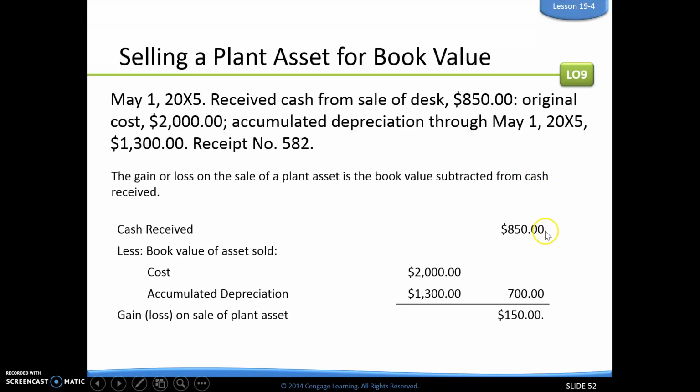So again, we take our cash received, which is $850, and then we figure out the book value of the asset sold. Our cost in the beginning was $2,000. Our accumulated depreciation was $1,300. So the book value is $700. You can see that the amount received is greater than our book value by a gain of $150. This is what we have to make sure that we record.